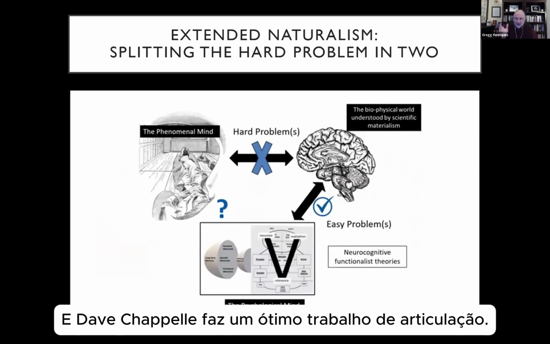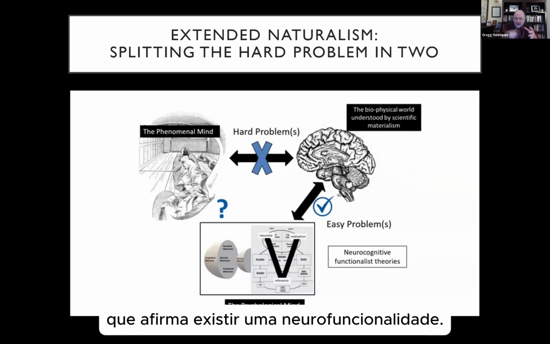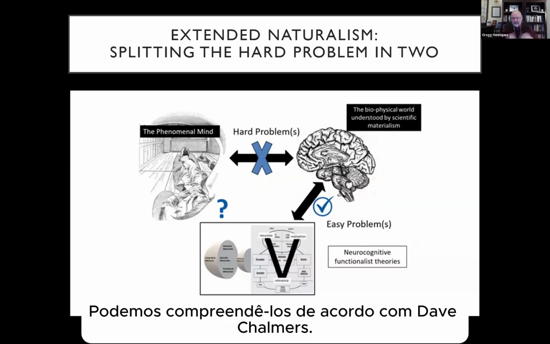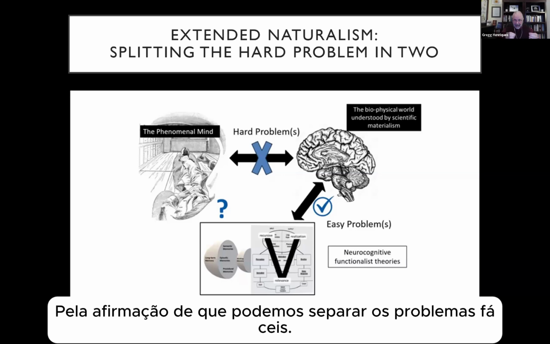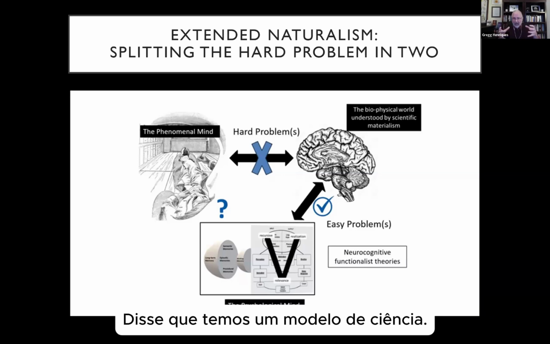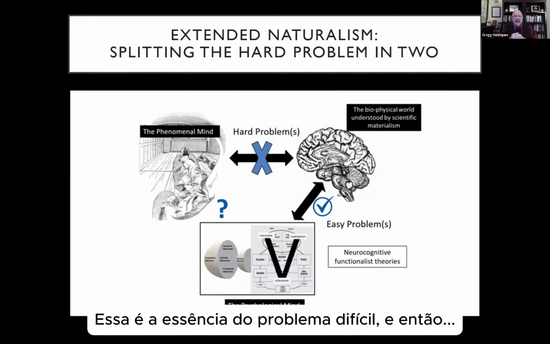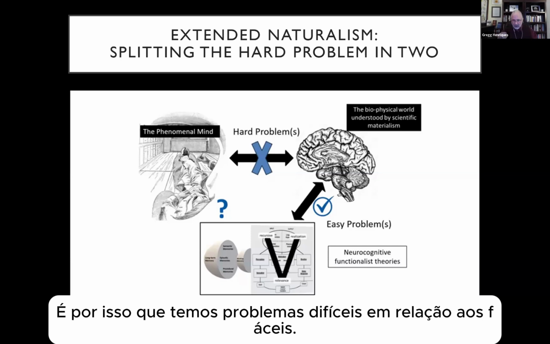And Dave Chalmers does a great job of articulating there have been advances in psychology, and gives us a model that says there's a functional neuroinformation processing structure. These are neurocognitive functional structures. We can understand them, according to Dave Chalmers, from a standard mechanistic behavioral perspective, but what we can't understand is the phenomenal mind. So the hard problem is defined by the claim that we can separate the easy problems, and that we have a model of science that explains what mental processes are relative to behavior that leaves out the phenomenological mind. That's the essence of the hard problem, and then as it's framed, that's why we have hard relative to easy problems at their core.